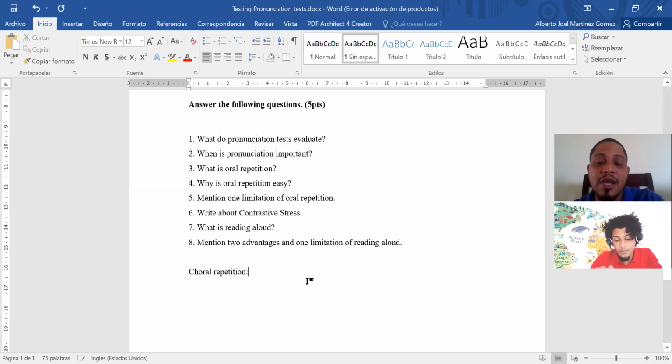And so choral repetition is, for example, when you have a vocabulary on the board that you're teaching, and now you tell your students, okay, guys, repeat after me, right? And you say, candy, everybody, candy, shop, shop, one, one, two, two, three, three, four, four. That's choral repetition. And in choral repetition, you are not testing, okay? What you are doing is teaching. So one thing is choral repetition to teach a vocabulary, and another thing is oral repetition to test students' pronunciation.